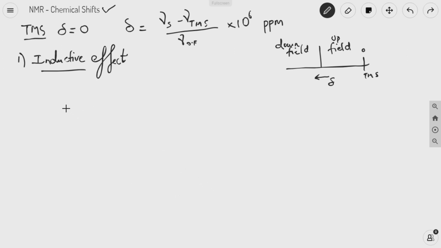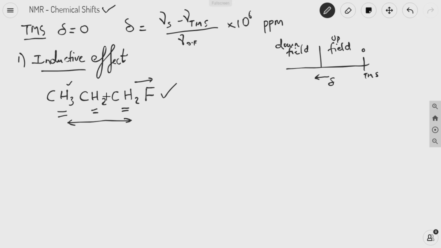We know that the inductive effect also depends upon the distance between the substituent and the rest of the molecule. For example, you can take this molecule, fluoropropane. When you see the impact of fluorine, it will be more on this proton, comparatively less on this proton, and very negligible on this proton. When the distance increases, the inductive effect or the de-shielding effect goes down.